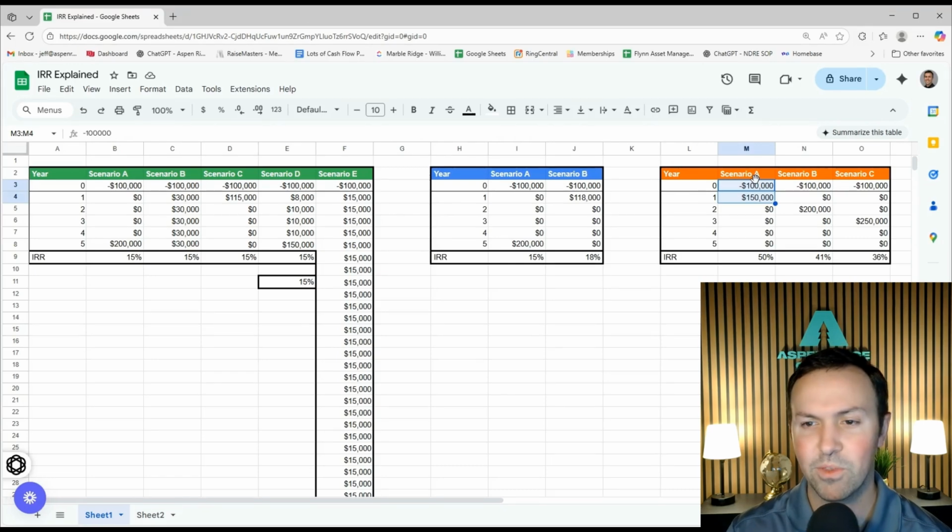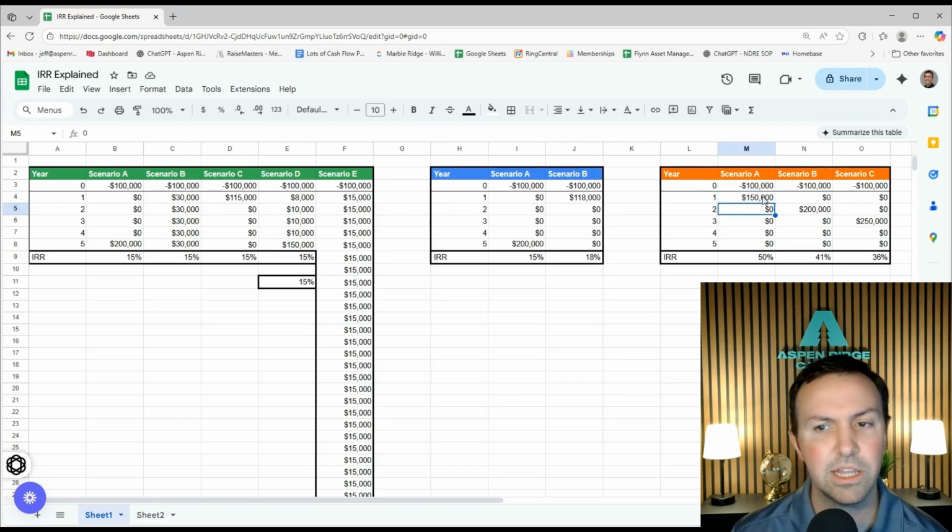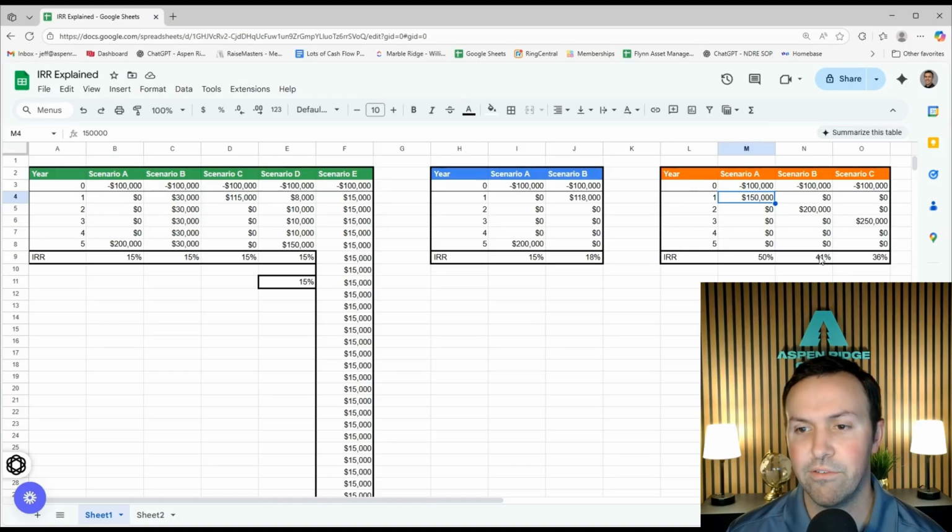One of the two. But in this case, what's going to probably limit you in the real world is the practical application of continuously finding these. But let's look at the math here. We get a 50% IRR with a $50,000 profit. We get a 40% IRR with a $100,000 profit, and we get a 36% IRR with a $250,000 profit.